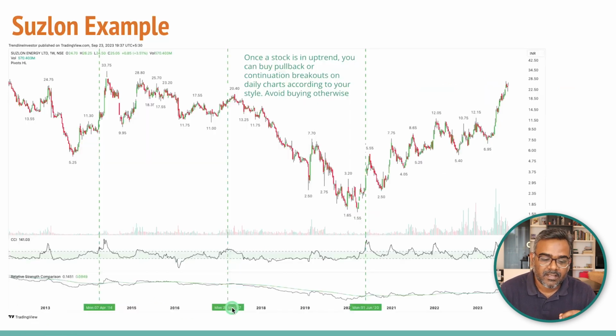Okay, so let's move on. Today I'm going to take the example of Suzlon, a very famous company which literally destroyed billions worth of money for retail investors. But today we're going to discuss how to buy such companies.